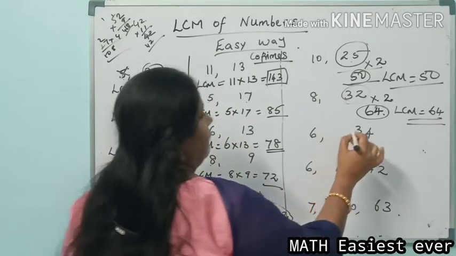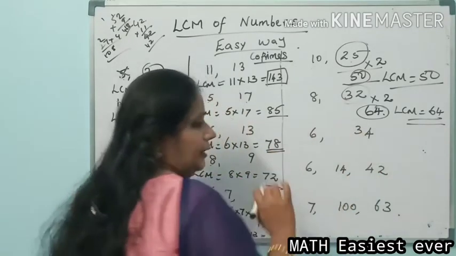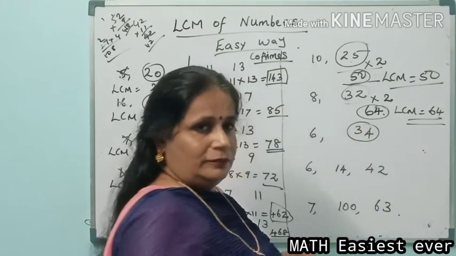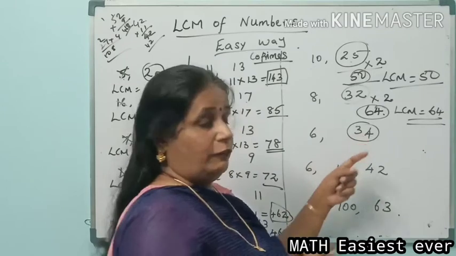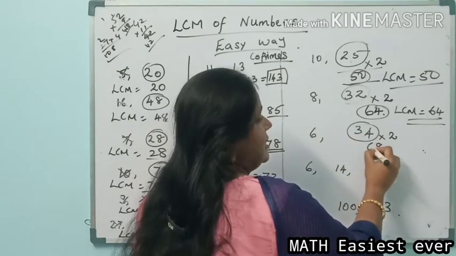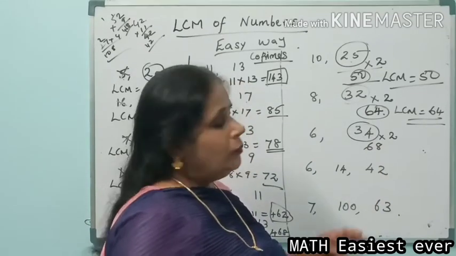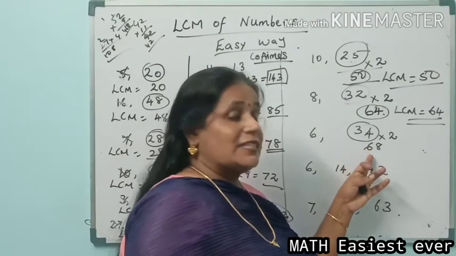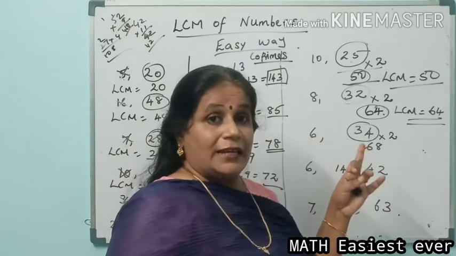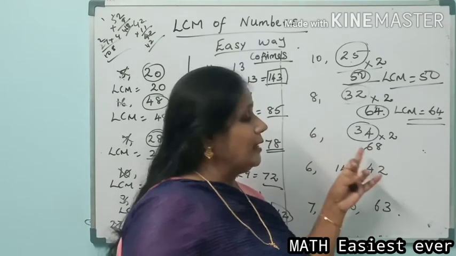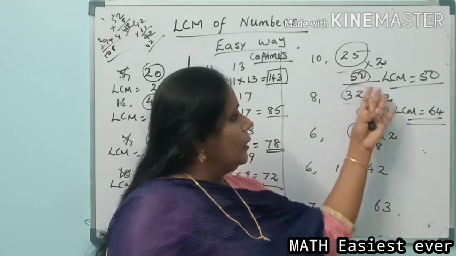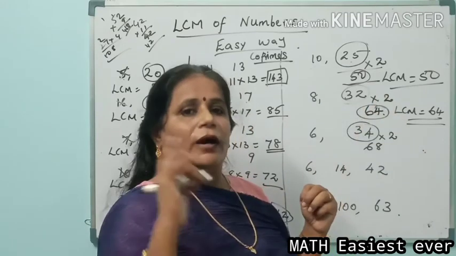Next, 34, which is the next number, 6 and 34. Now, take this 34. The greater number is 34. Multiply with 2. What will you get? 68. Now, check whether 6 divides 68 completely. No. So, you can't take it like this. So, what will you do?